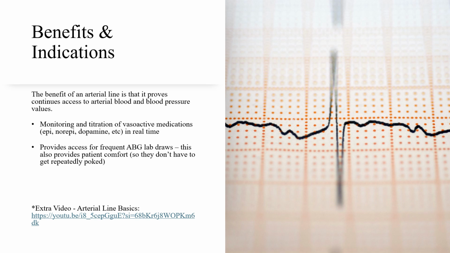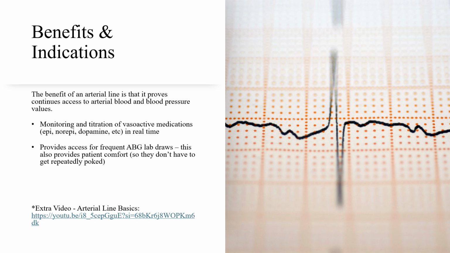That way you can get the most accurate measure of that blood pressure, because you're titrating some pretty potent drugs here, and we want to make sure that we are titrating appropriately, because with a lot of these medications, you're bumping them up in really small amounts in order to get that MAP above 65. So we want to make sure that our blood pressure readings are accurate so we can titrate them appropriately. The other nice thing is if your patient is getting frequent ABG lab draws, this is also a patient comfort thing, so they don't have to get repeatedly poked in another artery somewhere.